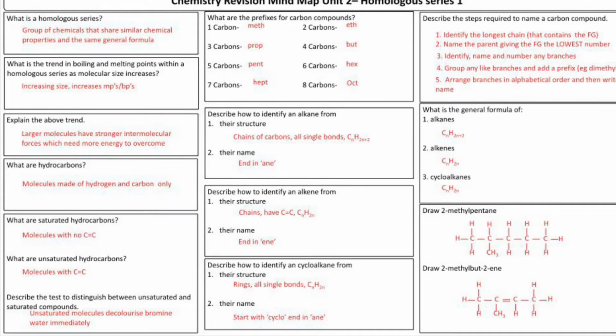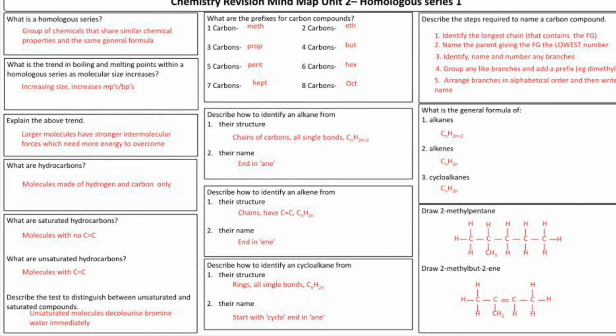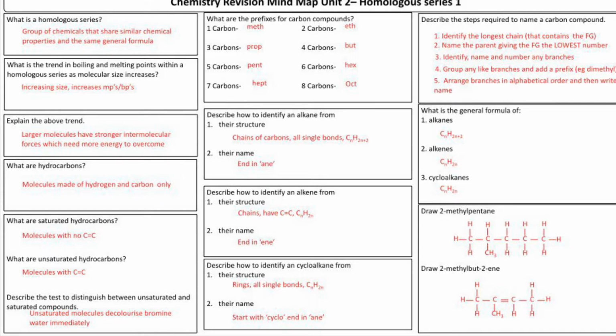A homologous series is a group of chemicals that share similar chemical properties and the same general formula. The trend in boiling and melting points is that as you increase the size of the molecule, you increase the melting and boiling point. And this is due to stronger intermolecular forces that need to be overcome.